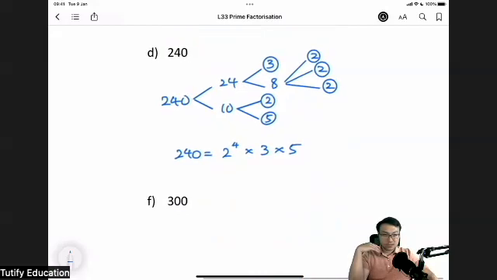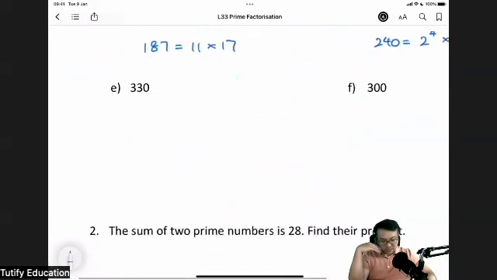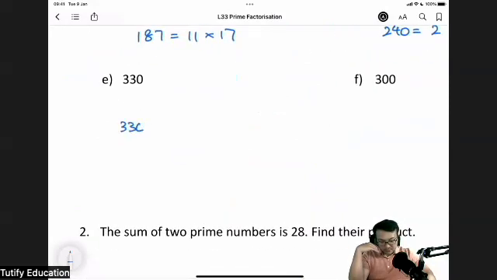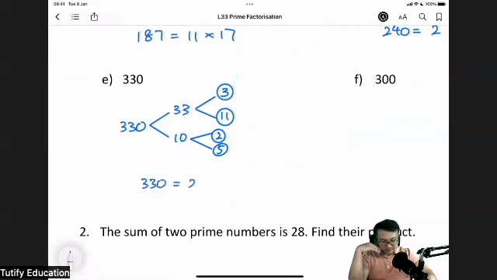So let's continue with Wuyon. Let's try another one, shall we? 330. Split it up. What do we get? 33 and 10. Yes. And then? 33 is 11 times 3, and these are already prime numbers. Then 10? 2 and 5. Good job. So now we're going to arrange it from smallest to biggest. 330 equals 2 times 3 times 5 times 11. Well done. Thank you, Wuyon.